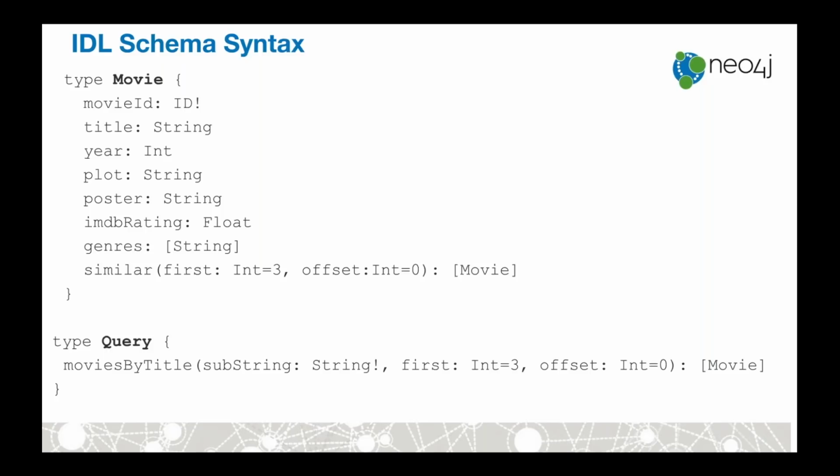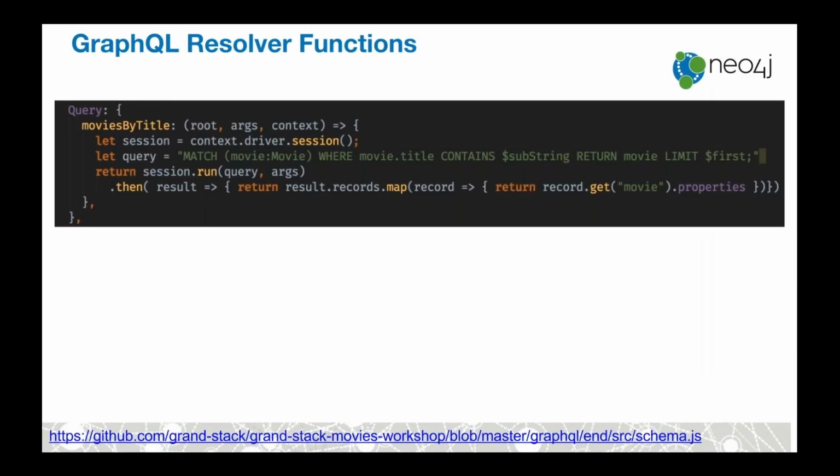And then in our query type, which is the entry point for our GraphQL service, we have just a single entry point, movies by title. That takes a substring, so that's the title we're going to be matching against. And then we have first and offset for pagination. And this movies by title gives us an array of movie objects. Okay, so that's our schema.